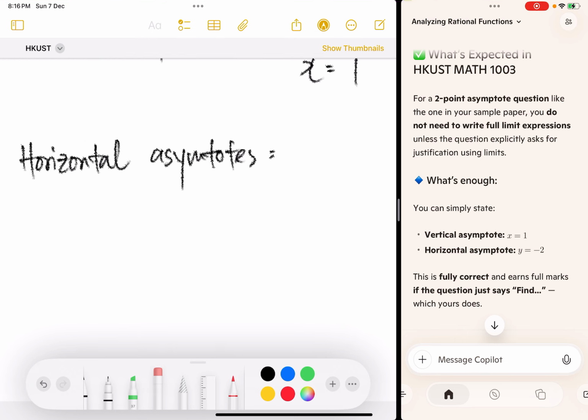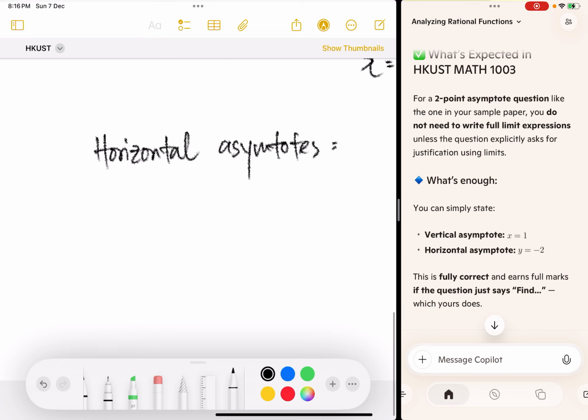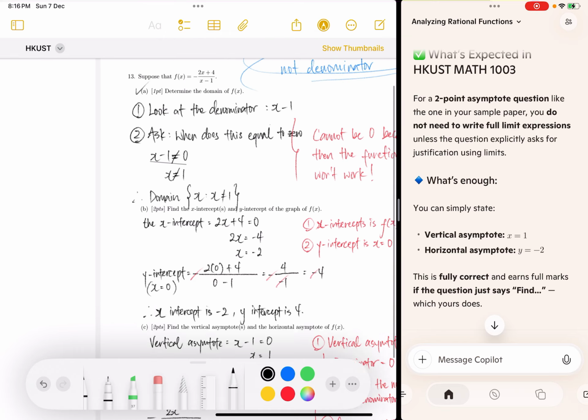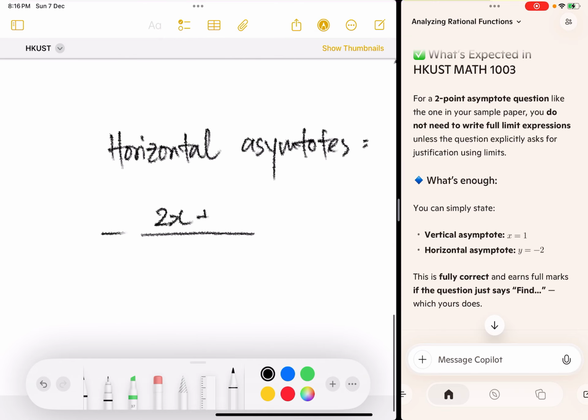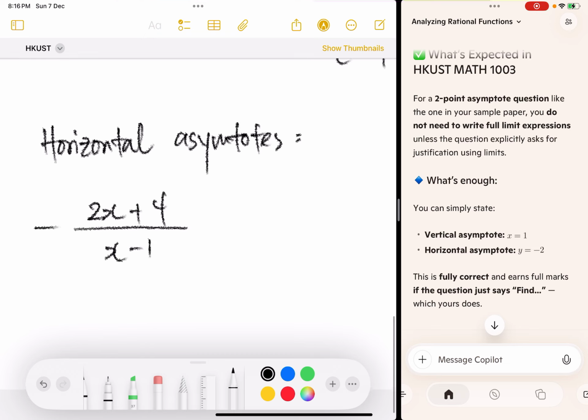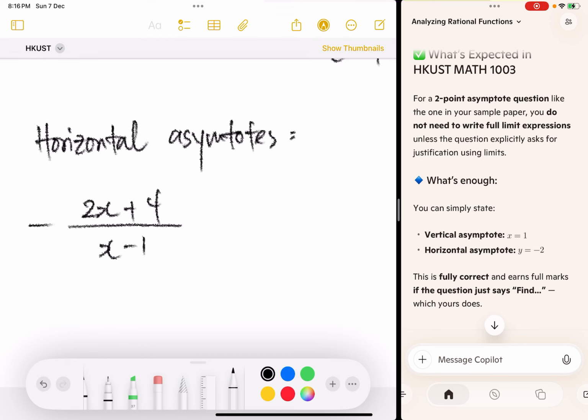For the function that was given to us, which was negative 2x plus 4 over x minus 1, the highest degree here is 1 on both sides. The highest degree on the numerator is 1, and the highest degree on the denominator is 1. The highest coefficient in the numerator is 2, next to the unknown, and the highest coefficient in the denominator is 1.